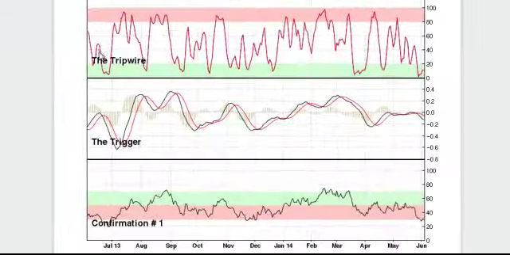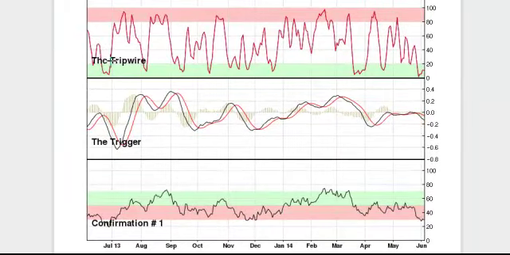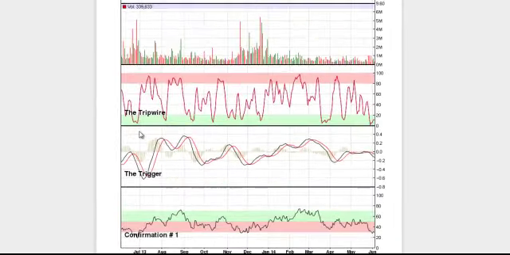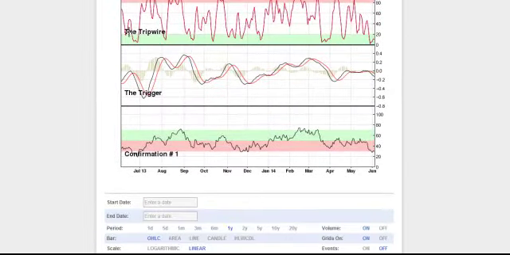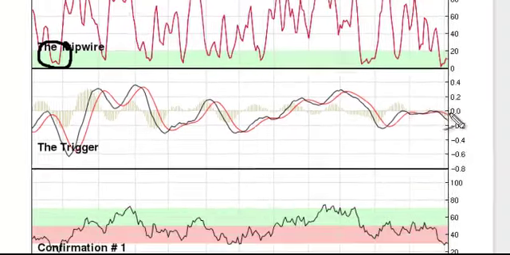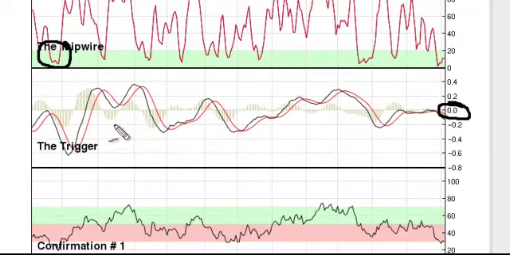So the very first thing we want is to see the line dip down into the green and then emerge back out of the green and begin heading up. After that happens, the very next thing we want to see is the trigger. And sure enough, we have a trigger right here after the tripwire. So let's take a look. First, we have the tripwire right here. And then immediately after that, we have the black line crossing above the red line. Or if you're looking at this histogram in the back here, you're seeing it move above the zero center line. And so the trigger is right there. And so now we have a trigger.